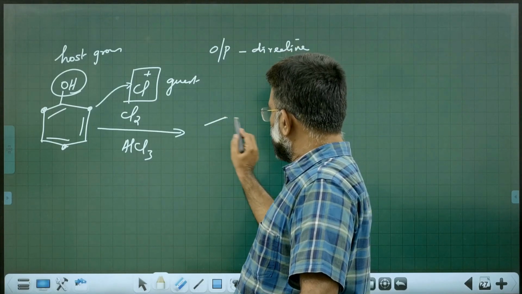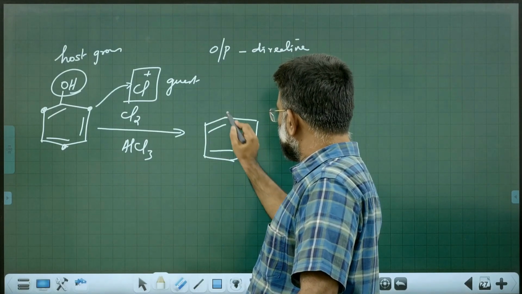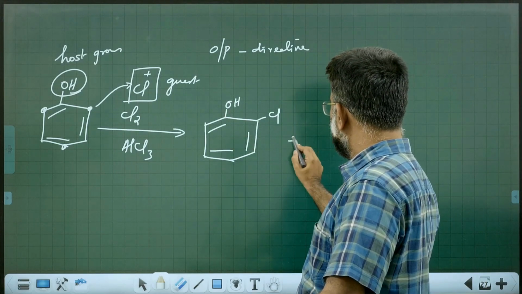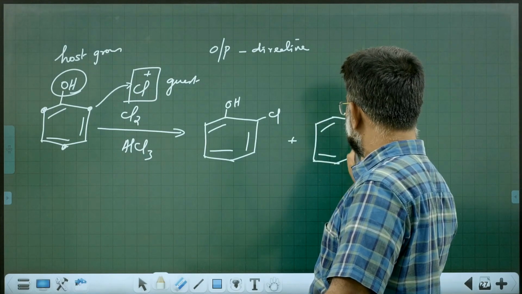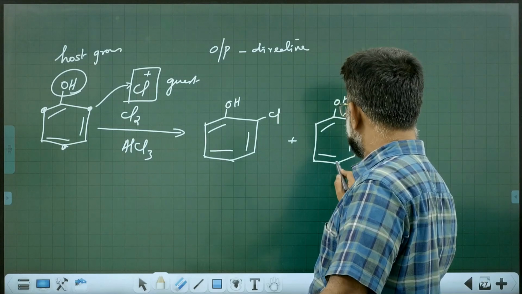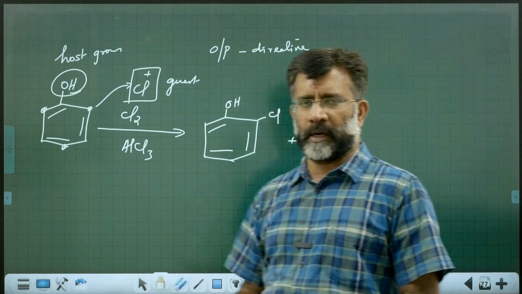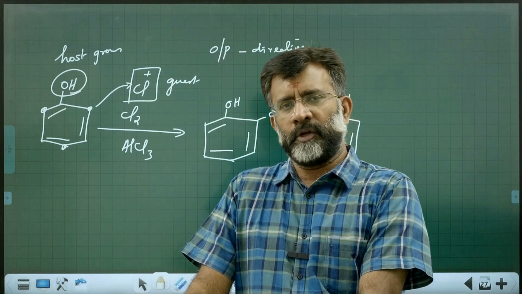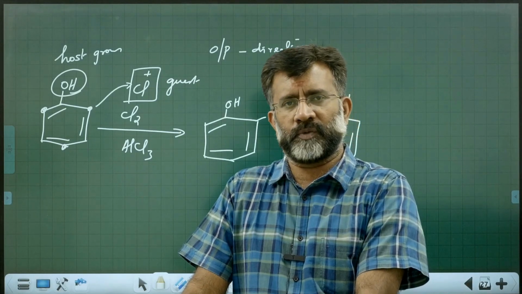Ortho-para directive. The product obtained is the ortho-para product. You can get the OH group here, and chlorine comes here, so you can get the OH group and chlorine coming at the para position. Normally the para product will be the major product. So you get a mixture of ortho and para products, at times multi-substituted products. Anyway, the new group is introduced at ortho and para positions.